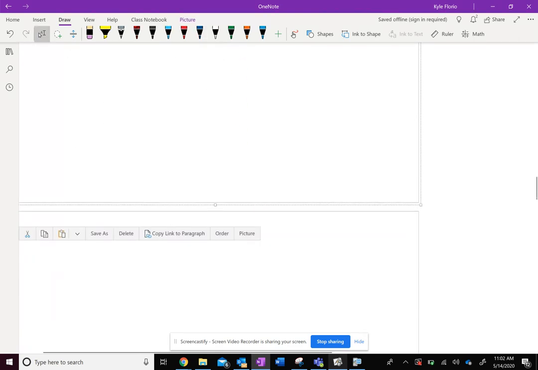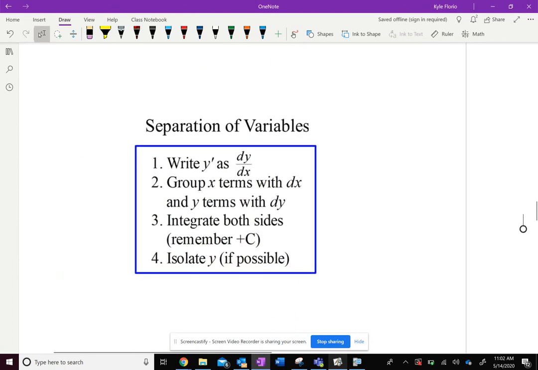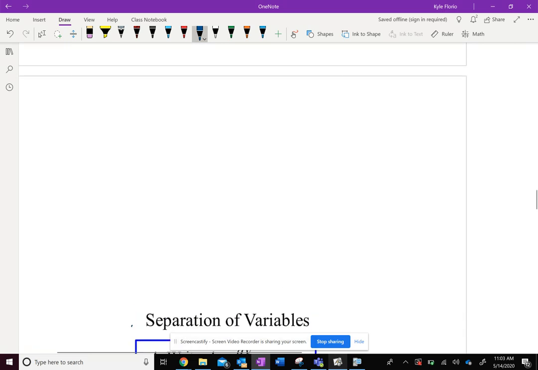Going here, though, this might be something worth writing down before we do it. When we're doing a separation of variables, the goal is to first just write y prime as dy dx, and then group the x terms with the dx and the y terms with the dy. So you're going to separate your variables. That's why they call it separation of variables. And then when we integrate both sides, don't forget the plus c. And then if possible, we're going to isolate y. I'll show you an example where it is possible and an example where it's not possible.